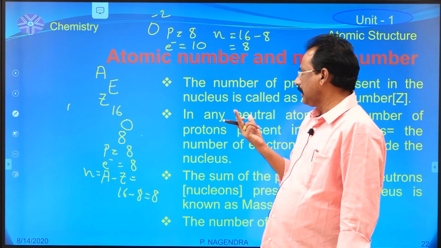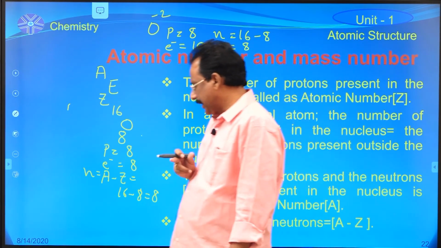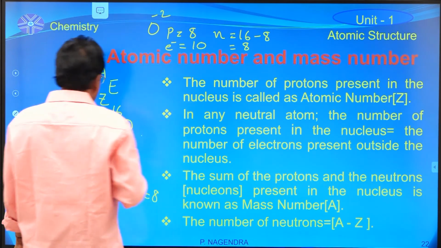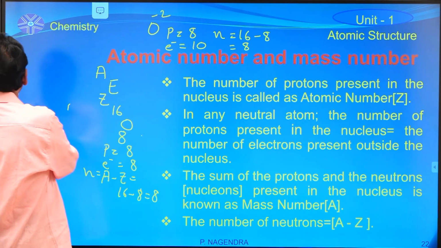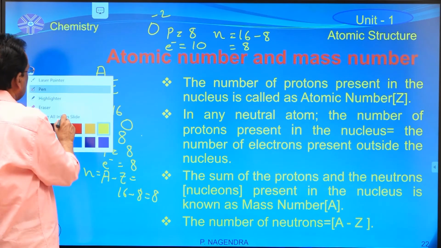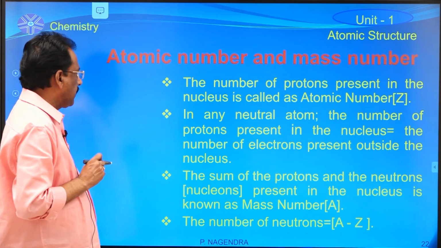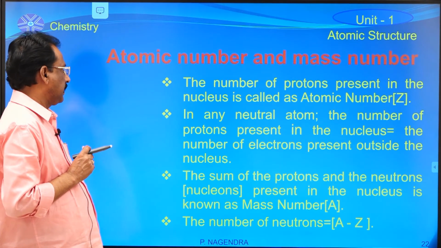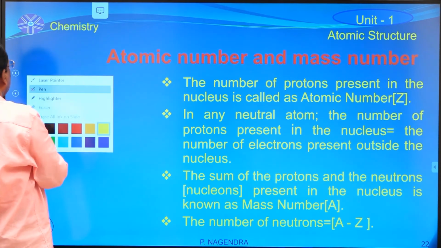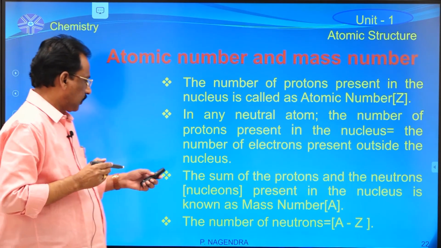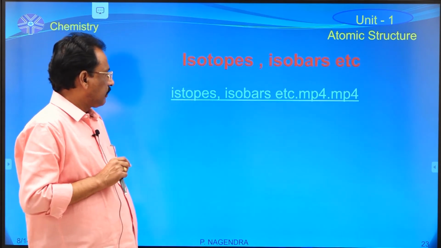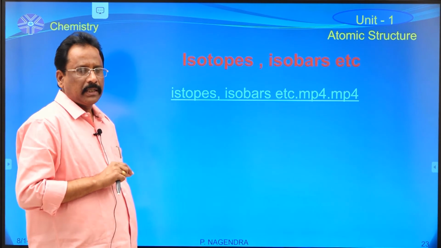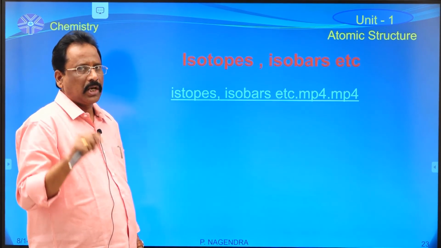That's why the formula used to calculate the number of neutrons is equal to A minus Z. So this is about the difference between atomic number, mass number, and number of neutrons.